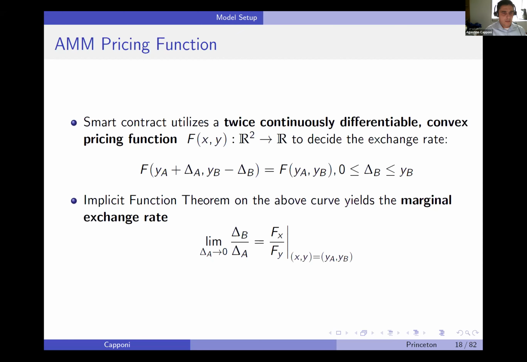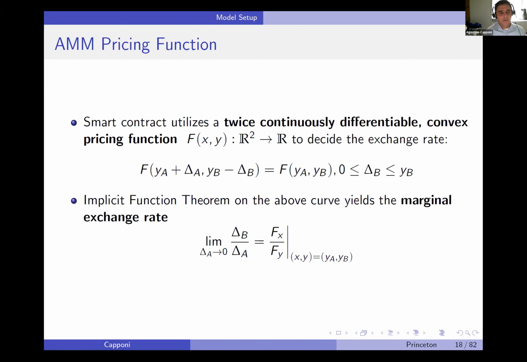And the only constraint is that this function is twice continuously differentiable, and it has to satisfy the constraint that the value of the function before and after the trade has to remain constant. So it's not possible that you trade and then get a different exchange rate. Delta A is the amount that you deposit, delta B is the amount that you take out. You want to be sure that after depositing and taking out, after swapping token A for token B, or vice versa, the value of the function stays the same.